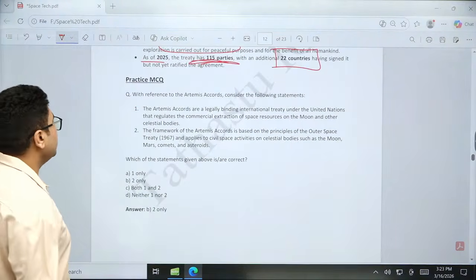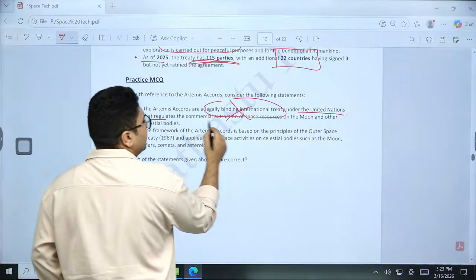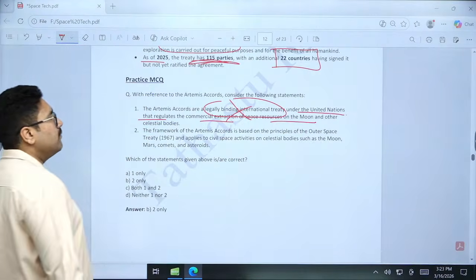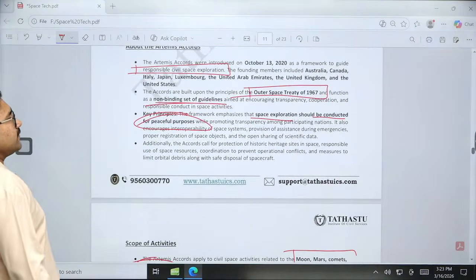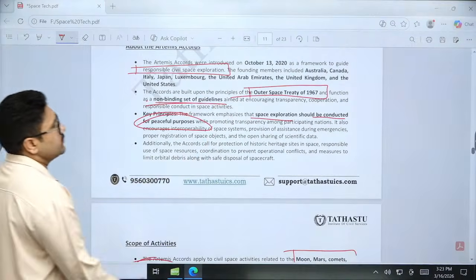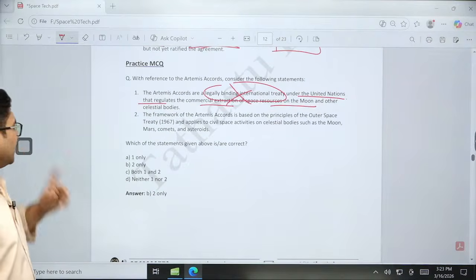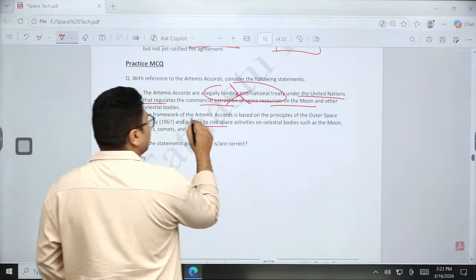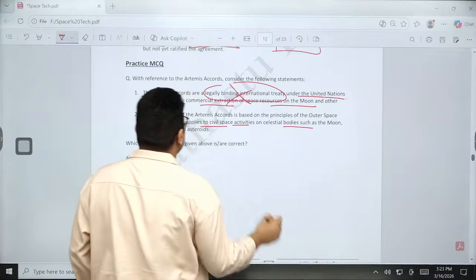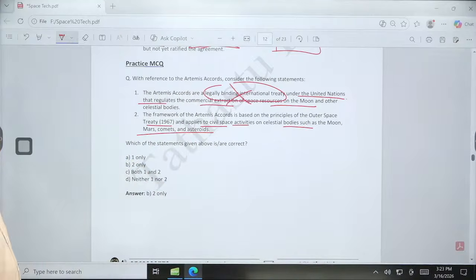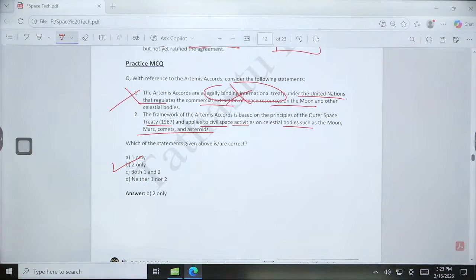Talking about Artemis Accords, it is not a legally binding international treaty under the United Nations that regulates commercial extraction of resources from the Moon and celestial bodies. We have understood that it is a non-binding set of guidelines under the Outer Space Treaty. It also applies to Artemis Accords, based on the principle that the Outer Space Treaty applies to civil space activities on celestial bodies such as the Moon, Mars, comets and asteroids. This is the right statement. First is the wrong statement. Therefore, 2 only is the right answer.